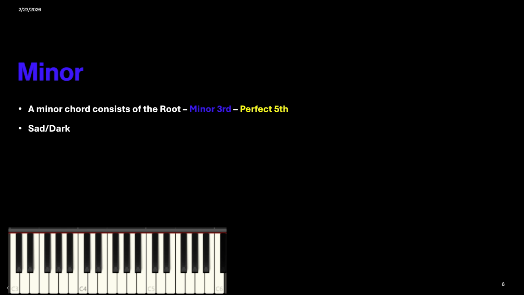Next up is the second most common chord, which is the minor chord. The minor chord is the root, minor third, and perfect fifth. If you're listening to sad music, you're going to hear this. And even if a chord is in a major scale, as you're going to see later, you're going to hear the minor chord. This chord is commonly used and is described as sad and dark.